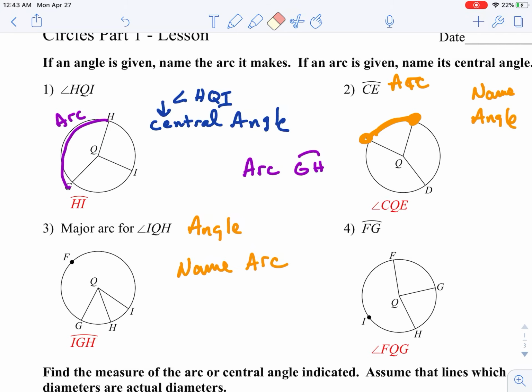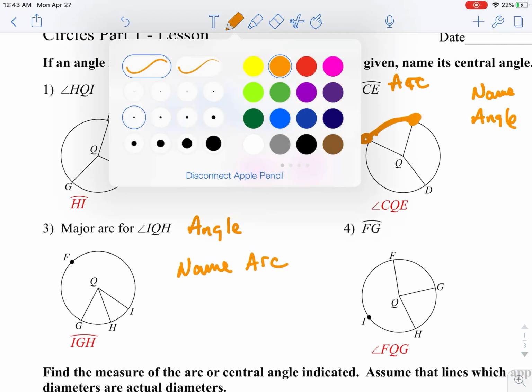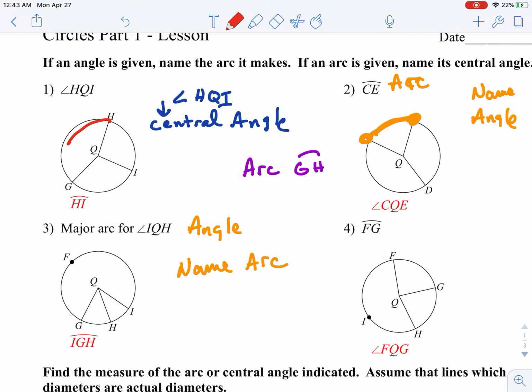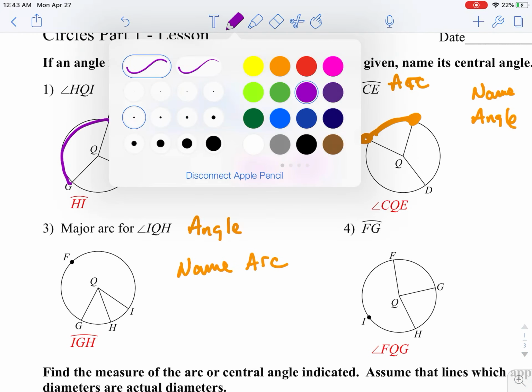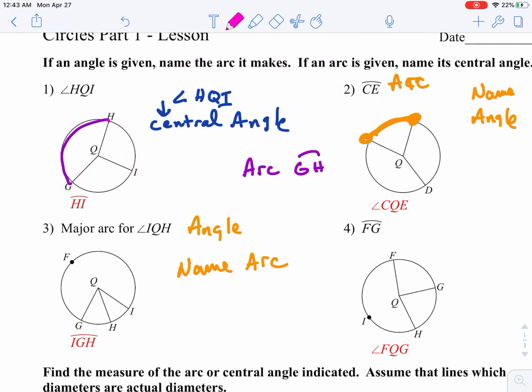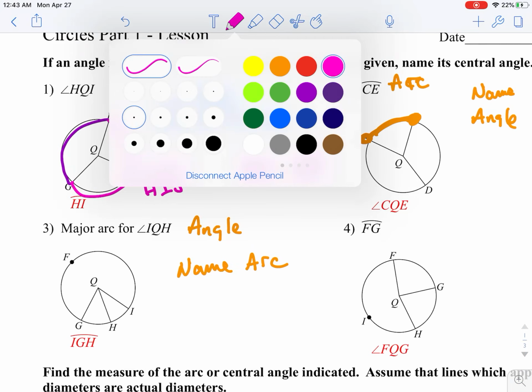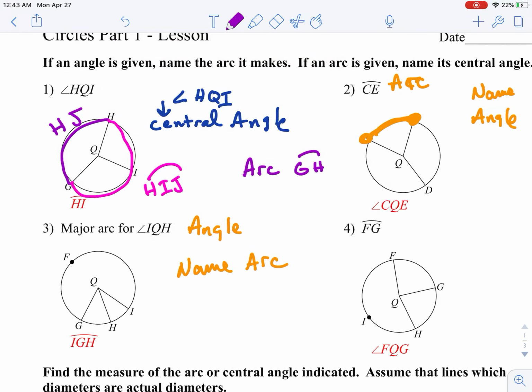A minor arc goes less than halfway around. If you want to go more than halfway around, I'm going to call this one HIJ. Now, the short one is HJ. This one is HIJ. When you go the short way, you go directly from one letter, the shortest way, to the next letter. So if you start at H, how do you get there fastest? You go this way.